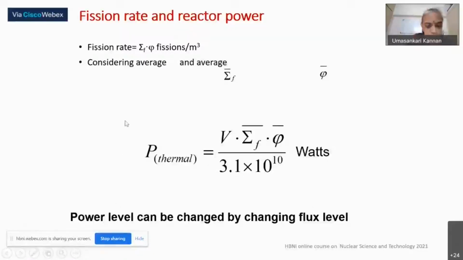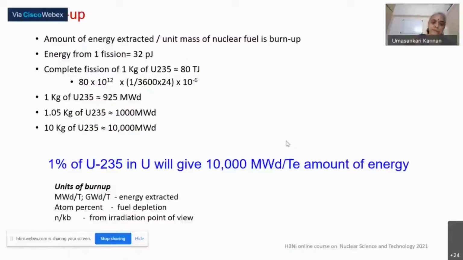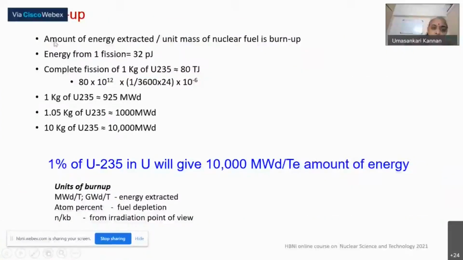See, the expression for P in terms of the fission reaction rate is V into sigma F into phi. Now there is one more quantity which needs to be introduced, which is burn up. Burn up is basically the amount of fuel which has got burnt. It is a characteristic of the fuel. It's basically the amount of depletion of the fuel or the energy produced by the fuel. The amount of energy extracted per unit mass of the nuclear fuel is called burn up.